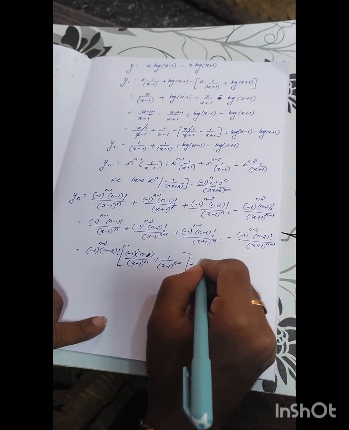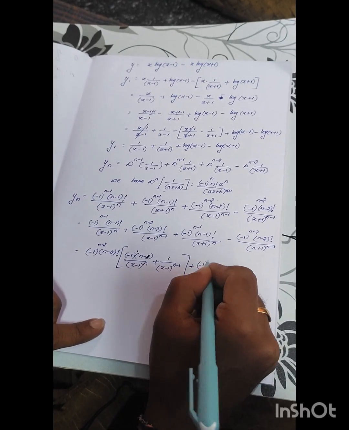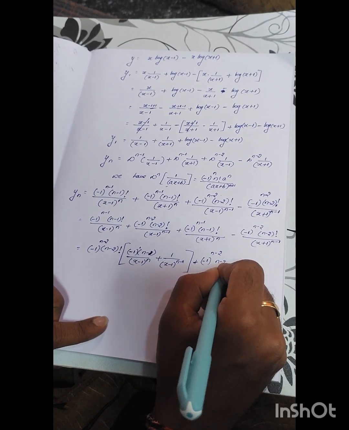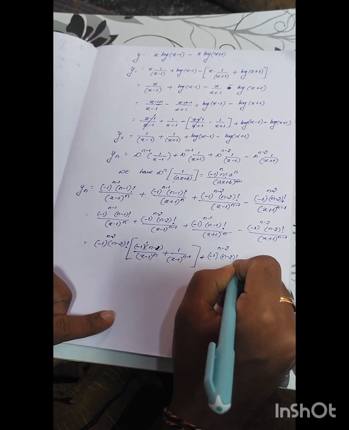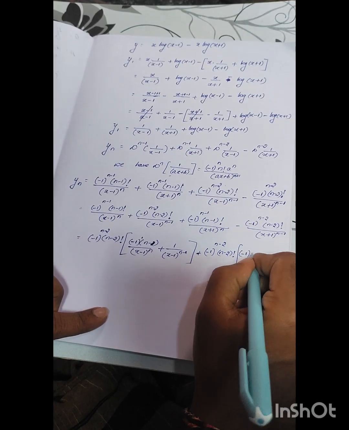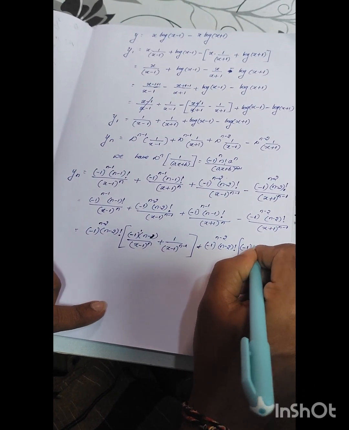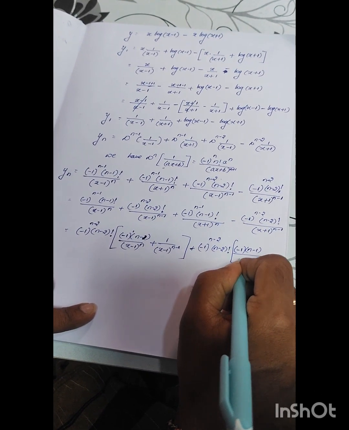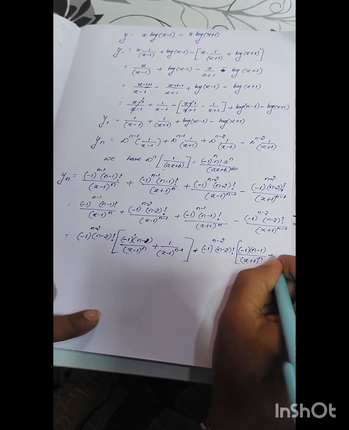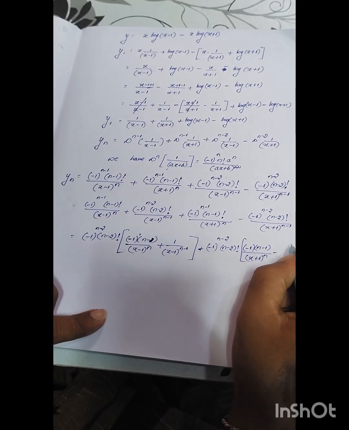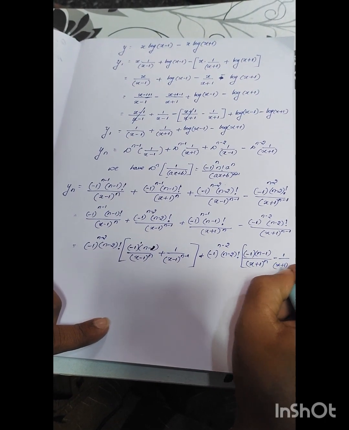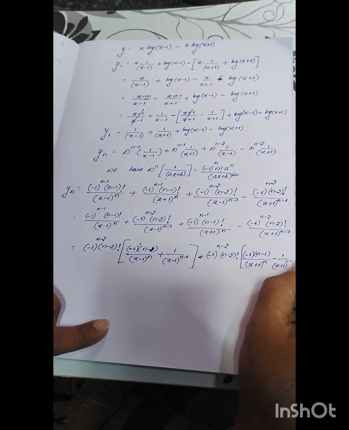Same way, here also I will take (minus 1) raised to n minus 2 outside along with n minus 2 factorial. So what will remain here? What remains here is minus 1 into (n minus 1) divided by (x plus 1) raised to n, minus, here (minus 1) raised to n minus 2 we have taken common, so this will be 1 divided by (x plus 1) raised to n minus 1.